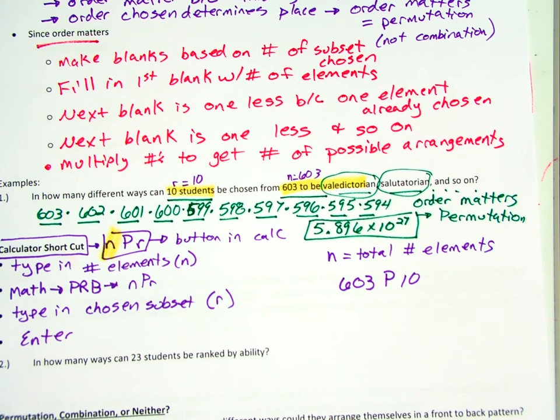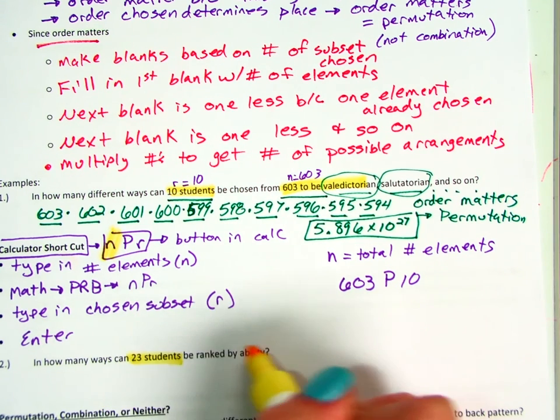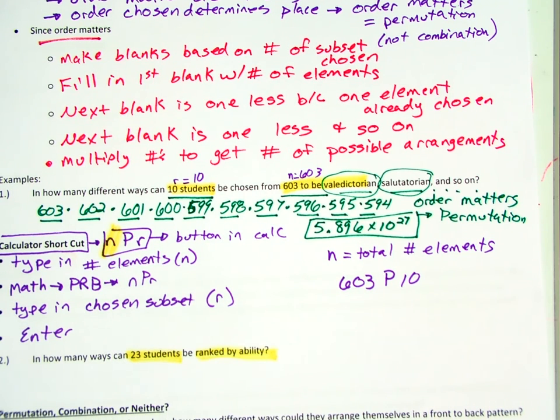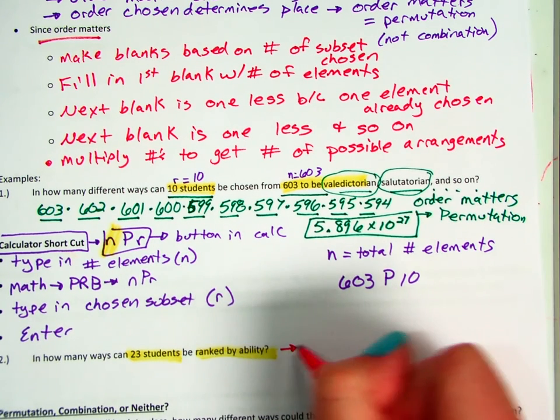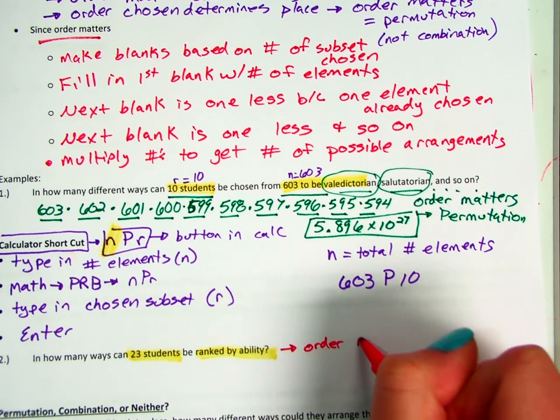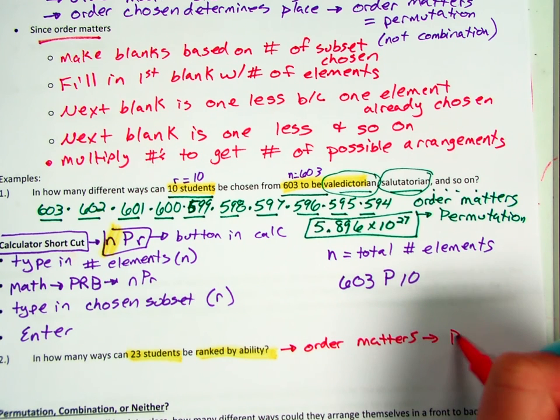All right, so let's read through the next one together. In how many ways can 23 students be ranked by ability? So if I'm ranking you by ability, don't you want to be chosen first so you are the most able? So in this case, order matters. And since order matters, we make it a permutation.